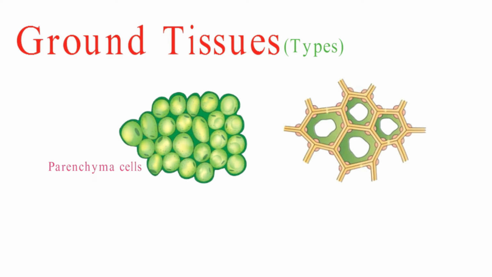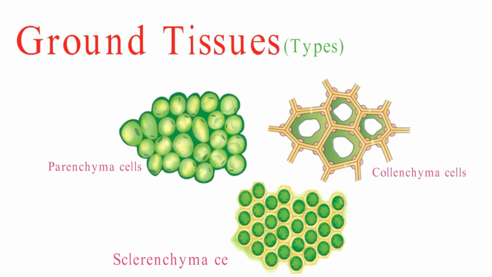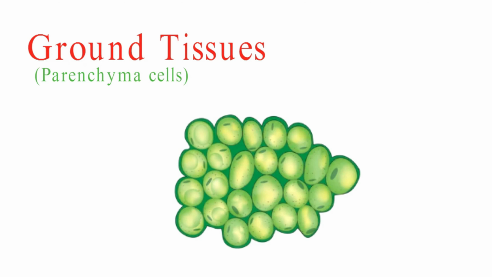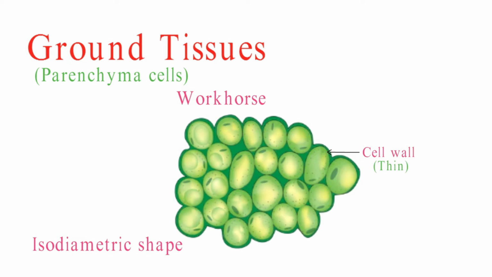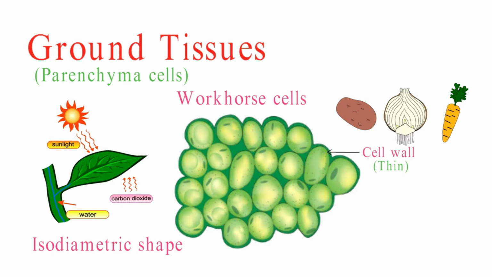Ground tissue is composed of various types of cells, including parenchyma cells, collenchyma cells, and sclerenchyma cells. First up, let's talk about parenchyma cells. These cells have unique characteristics, like their isodiametric shape and thin primary cell walls. Parenchyma cells are often referred to as the workhorse cells of a plant because they perform various functions, including photosynthesis, storage, and wound healing.